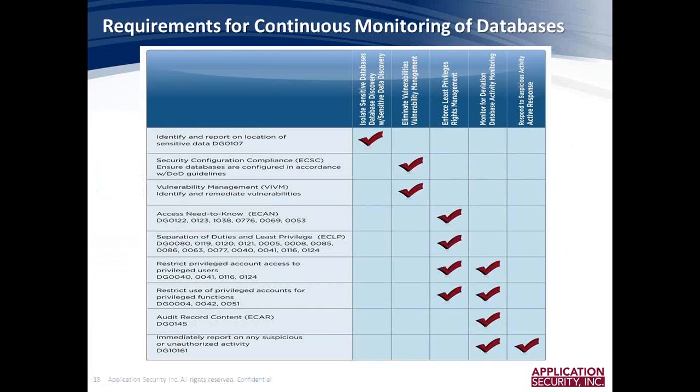So what are those requirements for continuous monitoring of databases? So we've plucked them out from a lot of the guidance here. We need to be able to identify and report on the location of sensitive data. We need to be able to ensure that our security configuration is in compliance with DoD guidelines, in the DoD at least. We need to have vulnerability management to identify and remediate vulnerabilities. We need to ensure access is on a need-to-know basis. We need to make sure we've got separation of duties and least privilege. We need to restrict privileged account access to privileged users. We need to restrict the use of privileged accounts for privileged functions. We need to audit the activity in our systems, and we need to immediately report on any suspicious or unauthorized activity.